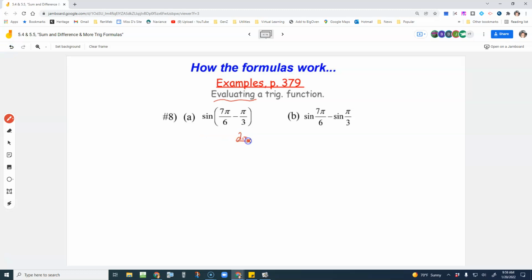What am I doing when I rewrite pi over 3 as 2 pi over 6? This is probably where your homework 5.4, 5.5 starts, like number 7. Question: how did I get pi over 3 to be 2 pi over 6? It's not magic, it's math. What did I do?